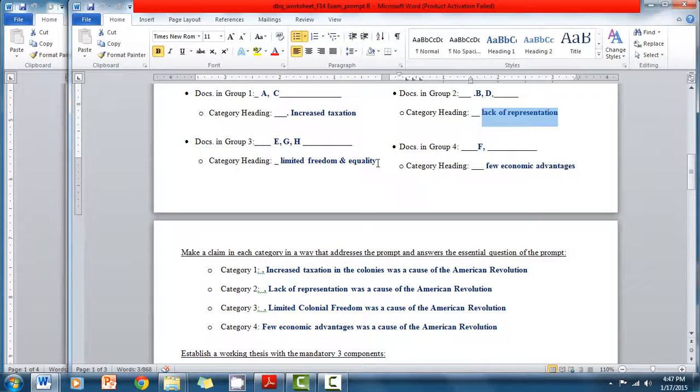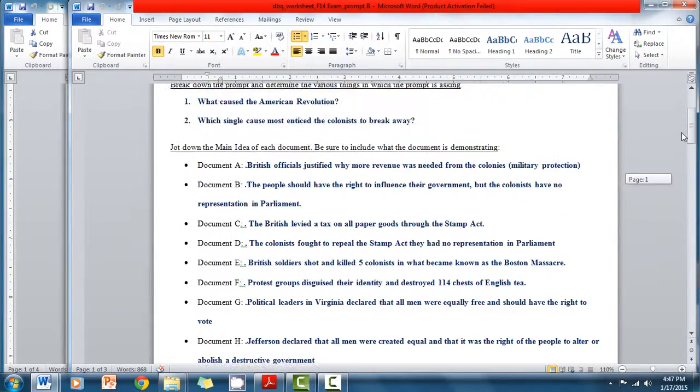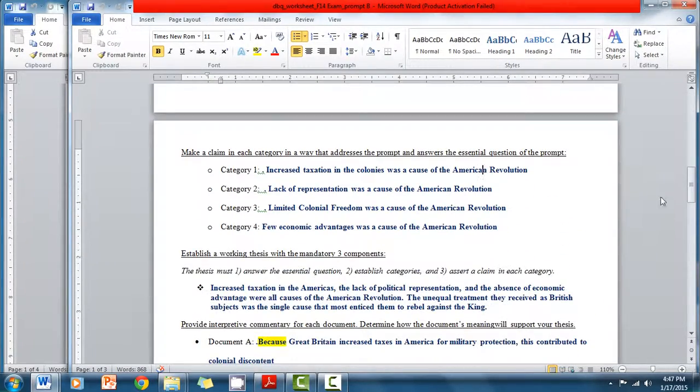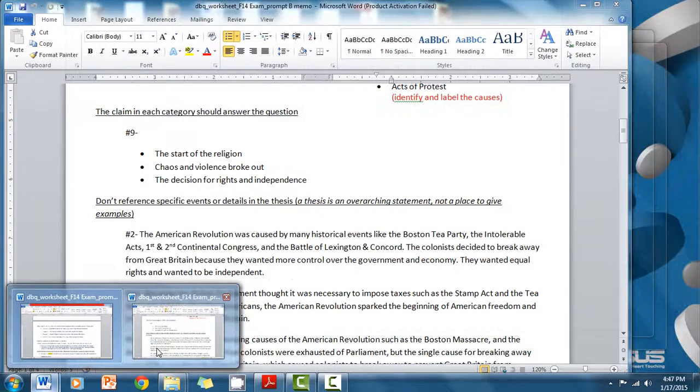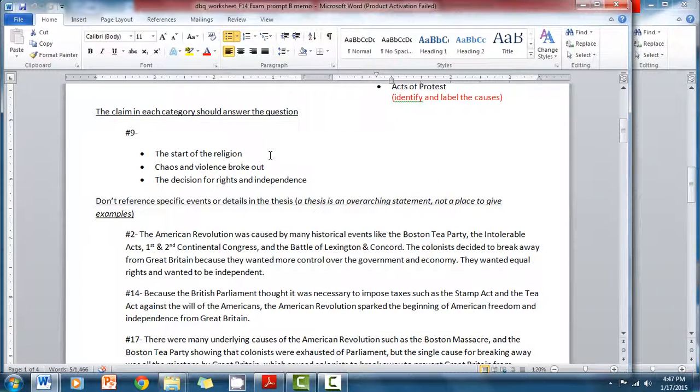This phenomenon here was a cause of the revolution. Limited freedom and equality caused the revolution. Few economic advantages caused the revolution. So this part is pretty easy once you get the concept down. And the only student here that had trouble making the claim in each category was student number 9.